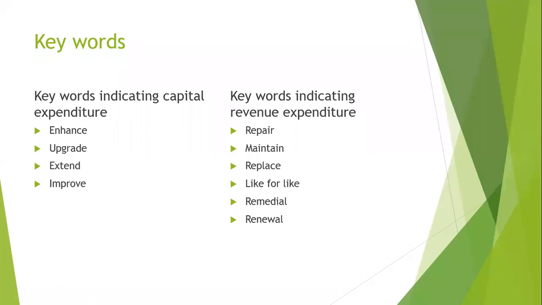Okay, let's talk about keywords indicating capital and revenue expenditure. When any transaction has words like enhance, upgrade, extend, improve, it means these are capital expenditures. And if the transactions have words like repair, maintain, replace, like for like, remedial, renewal, it means these are revenue expenditures.